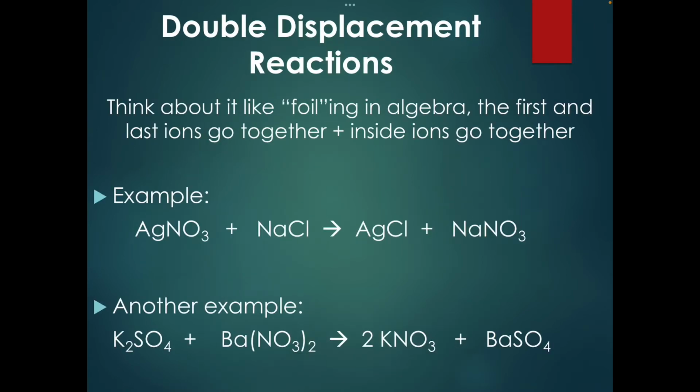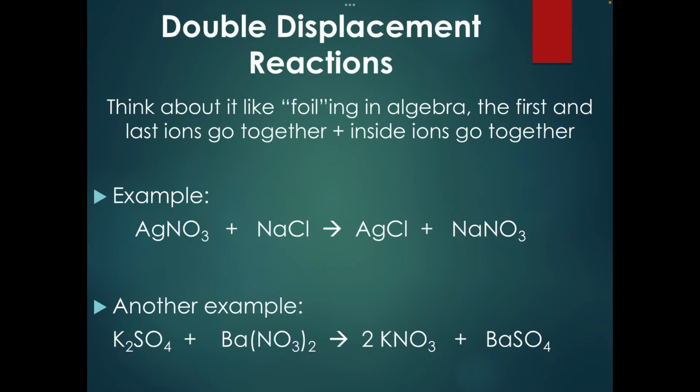So when we're trying to predict the products, I want you to think about it like when you learned how to FOIL in algebra. The first and last ions go together and the inside ions go together. So we would see this one. This first one is silver nitrate plus sodium chloride.